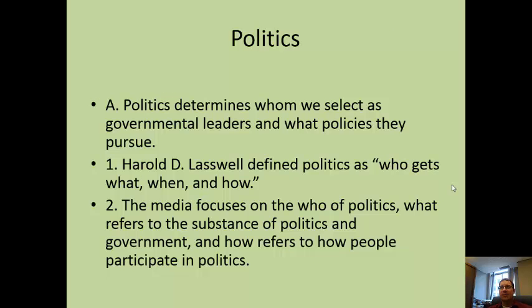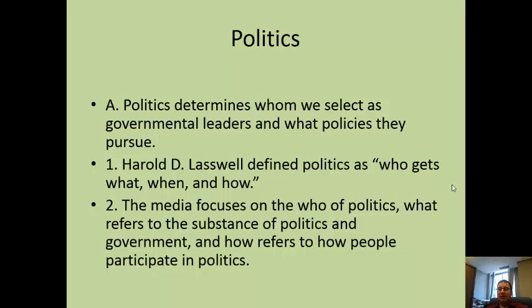Politics. What is politics? So politics is different from government. Politics is kind of the business of power. Okay, so politics is related to who has power and all those kinds of things. Politics determines who we select as governmental leaders and what policies they can pursue, because their policies are subject to politics, and being able to implement your policies is directly related to whether you have power to do so or not. Therefore, politics is related to policies.